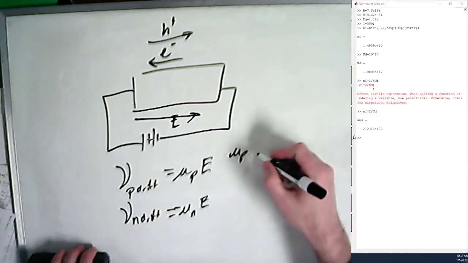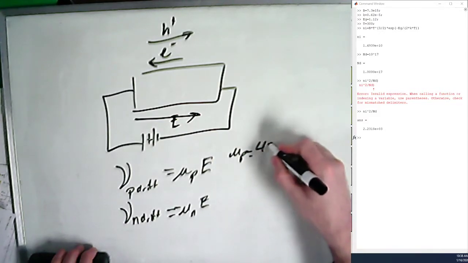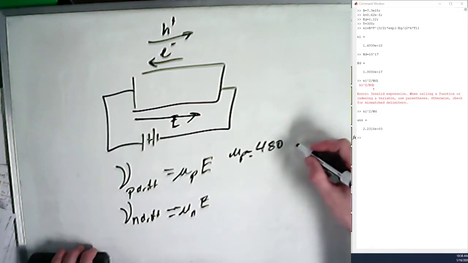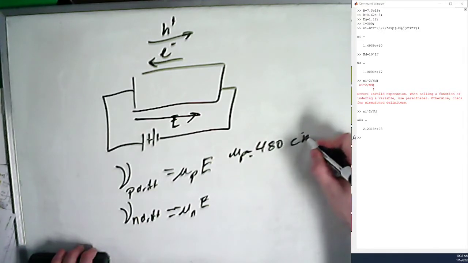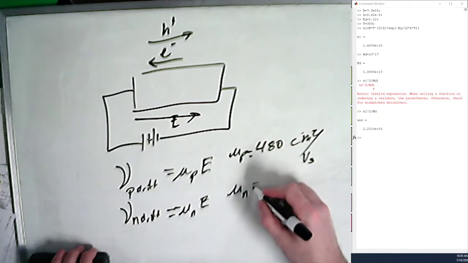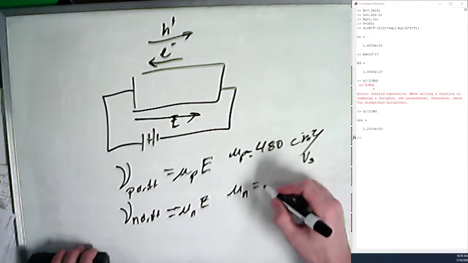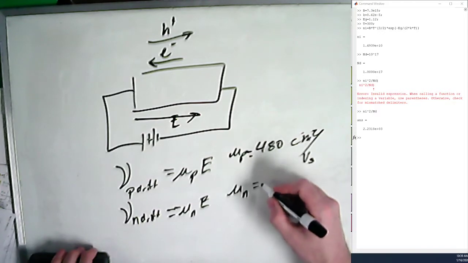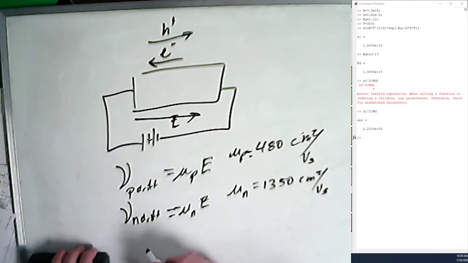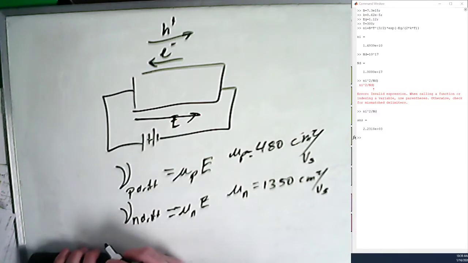Mu p is the hole mobility, okay? And this is equal to 480 for silicon. This doesn't change much for silicon. 480 centimeters squared per volt second. Okay? We also have the mobility for electrons, which is different. It's much bigger. It's easier to move an electron than a hole. So 1350 centimeters squared per volt second. And so that gives us those values for those two things.